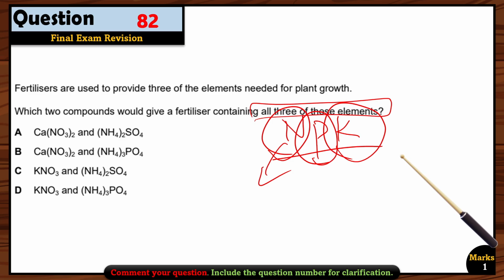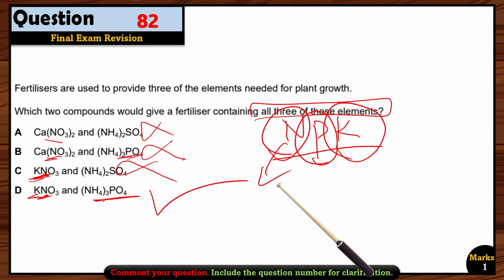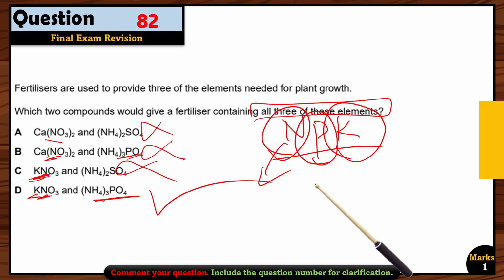So where can we find all these three: nitrogen, phosphorus and potassium? It's simple. You have nitrogen here, but you don't have potassium and phosphorus. You have nitrogen here, you have phosphorus here, but no potassium. Here potassium and nitrogen, but no phosphorus. Here you have potassium, nitrogen, and you also have phosphorus. So it means option D is the right option.